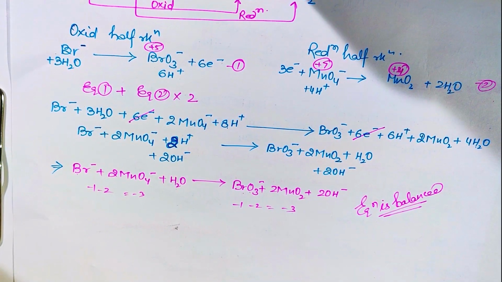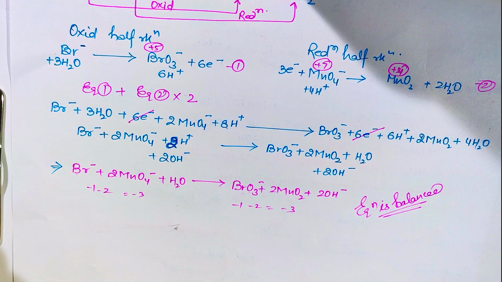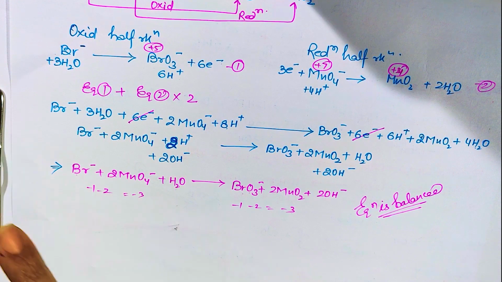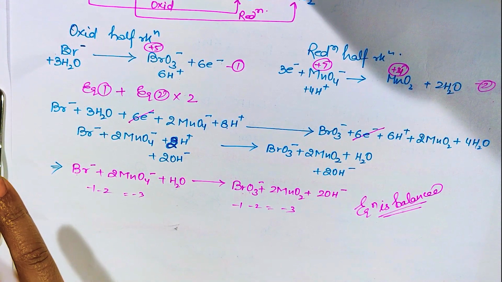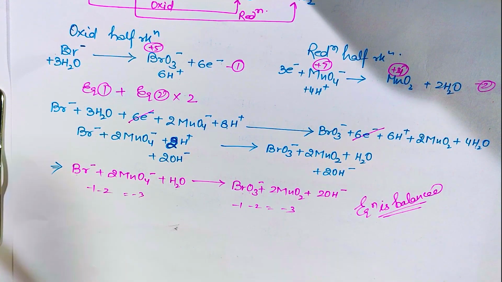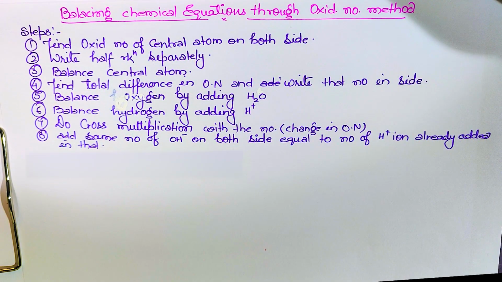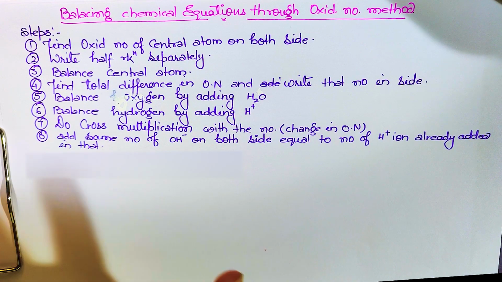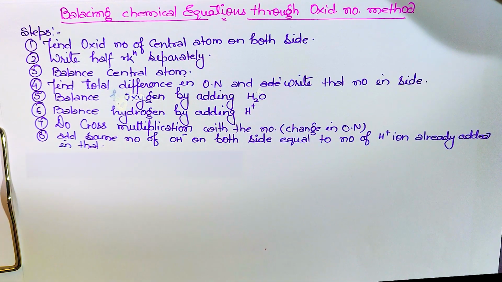So now we will do balancing with the oxidation number method. This was the ion electron method. Now we will do it with the balanced oxidation number method. Okay, so let me write all the steps and then I will tell you. Okay class, so now balancing a chemical equation through the oxidation number method. I have already explained the ion electron method and now the oxidation number method. Both are almost the same. There is no difference in that.